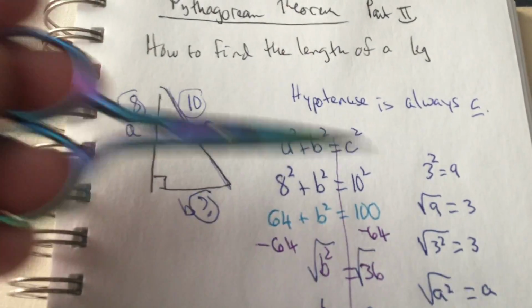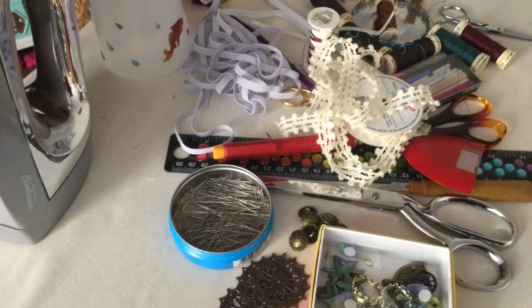Here's some scissors. So I'm not actually at a desk. This is like my ironing board. And there's my iron. There's some sewing stuff. Okay, here we go.